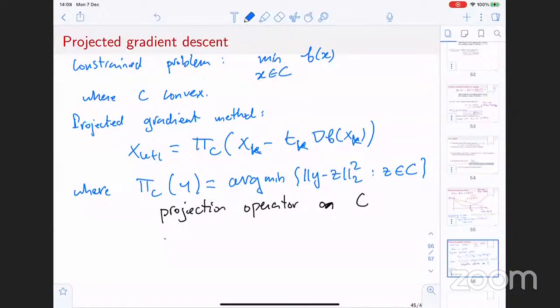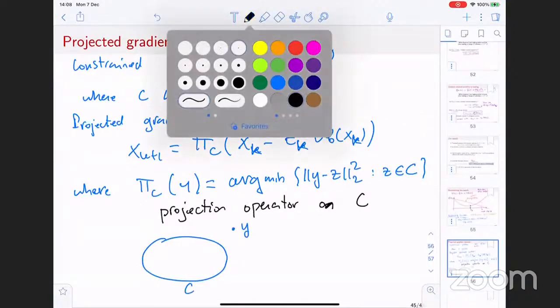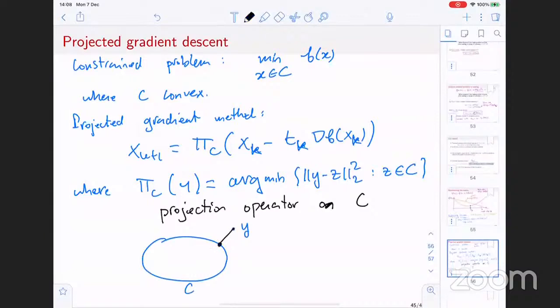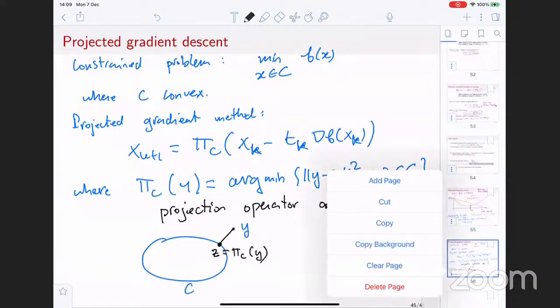So if this is your convex set C, for example, and you have a point y here that you would like to project, the projection is exactly this point in here, this point z. This is equal to pi C of y. Some convex sets have a projection function that is easy, and other convex sets have projections for which it is hard to compute.